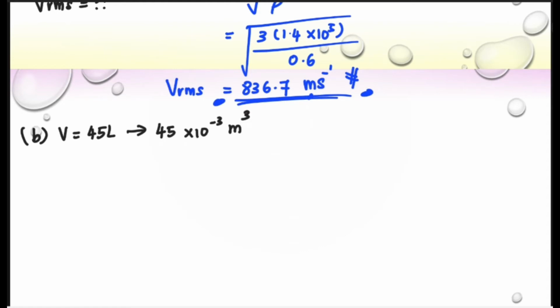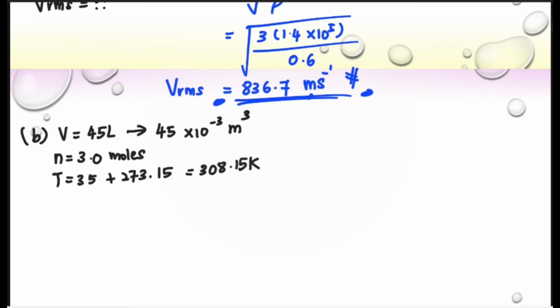Alright, so the number of moles is given, 3.0 moles. And then we have the temperature, which is 35 plus 273.15 Kelvin, and it's equal to 308.15 Kelvin. Okay, so now I will use the equation PV is equal to nRT.